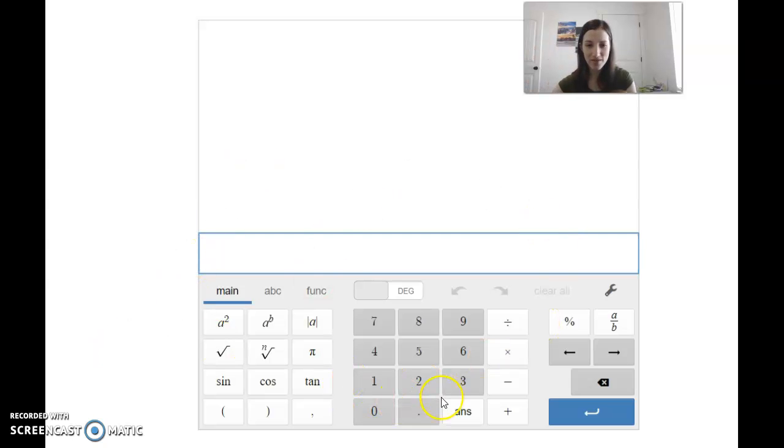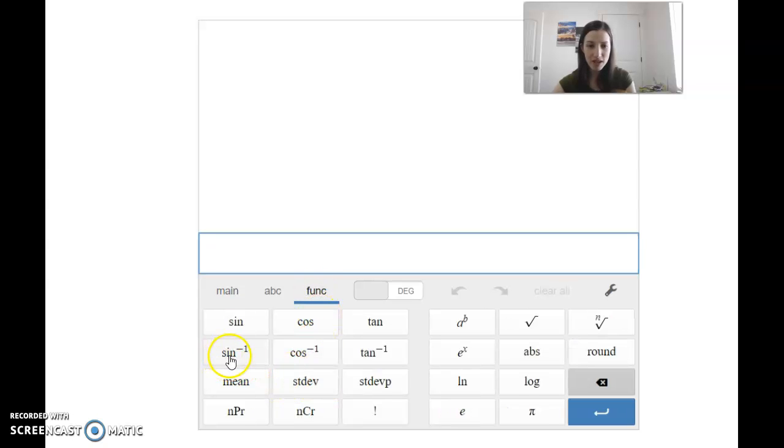So notice that we've got everything here. We've got our sine, cosine, tangent. If I go over to function, it gives me my inverse sine, inverse cosine, inverse tangent. And then notice right here we've got degrees. I can change that to radians. So make sure that you're in degrees when we're looking for angles.